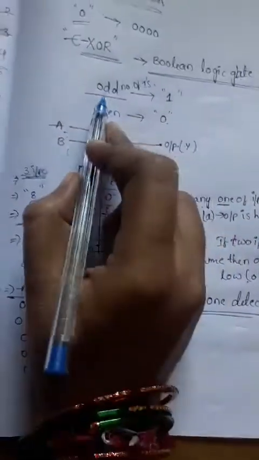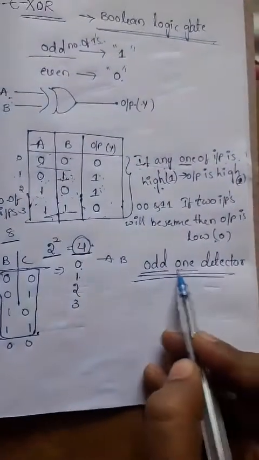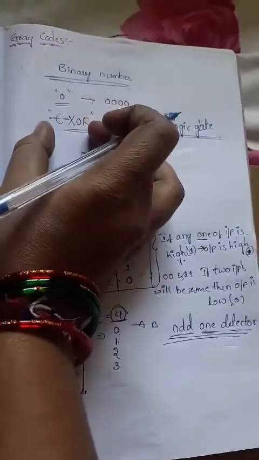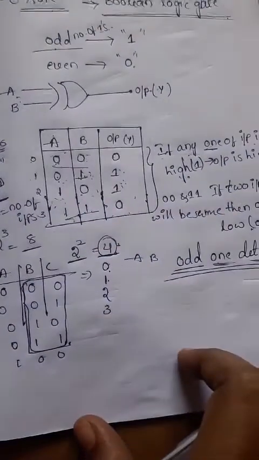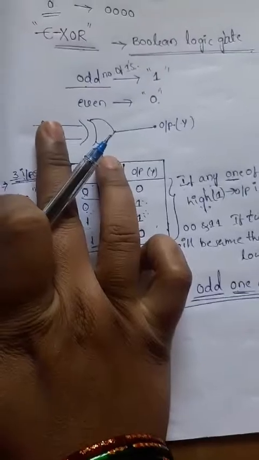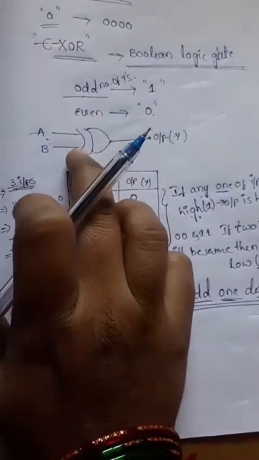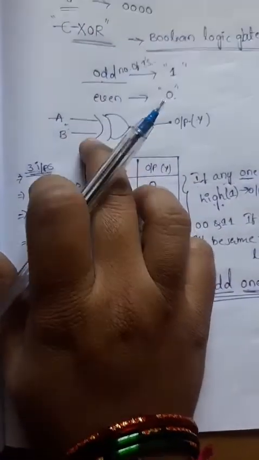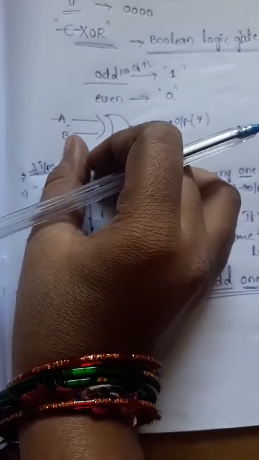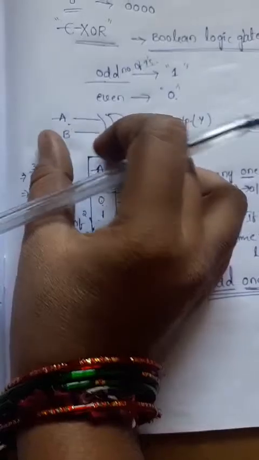Odd means that if an odd number of inputs are one, the result is 1. So to detect an odd number of ones, we use the XOR gate. Here it has two inputs, but we may have an n-input XOR gate also.